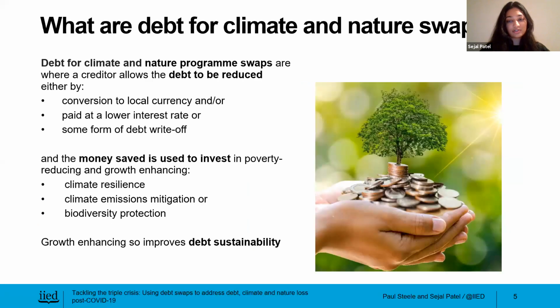reduced, either by conversion of the debt to local currency, lowering the interest rate, and some portion of debt write-off. Then the money saved from this restructuring can then be used to invest in poverty reduction and growth enhancing activities. So those relating to building climate resilience, supporting mitigation activities, and supporting biodiversity protection. And in the past, NGOs have played a role in bringing in additional financing through grants, mostly for these transactions, and really taking that opportunity of this restructuring to attract further funding for climate and nature activities.